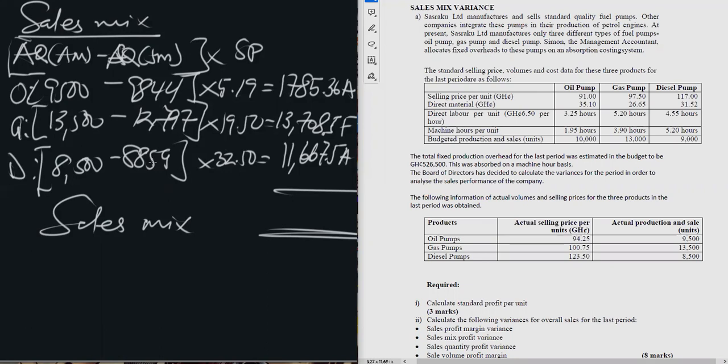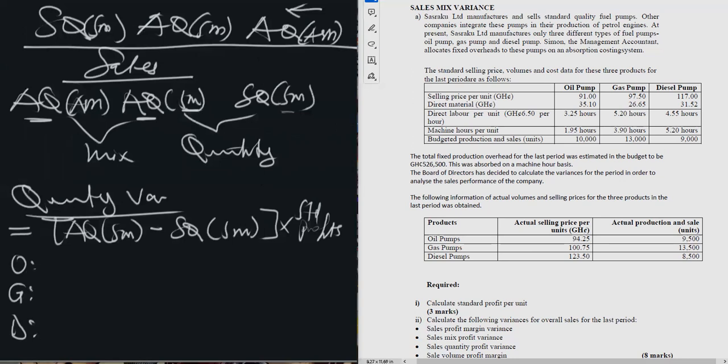So when you put out the sales mix variance and add them up, you have 1,785.36 adverse, 13,708.5 favorable, plus 11,667.5 adverse. You end up with 255.64 favorable, right?